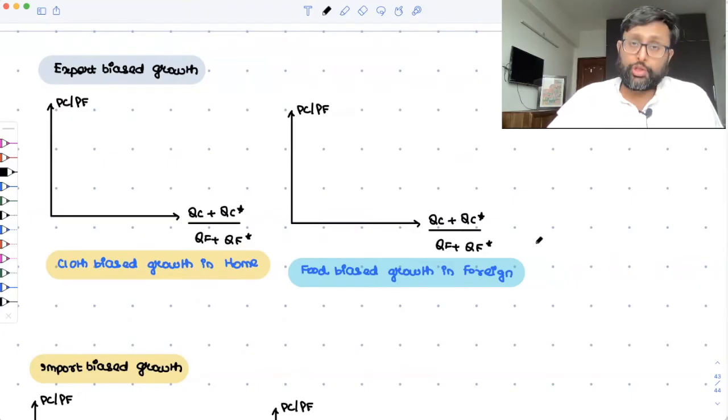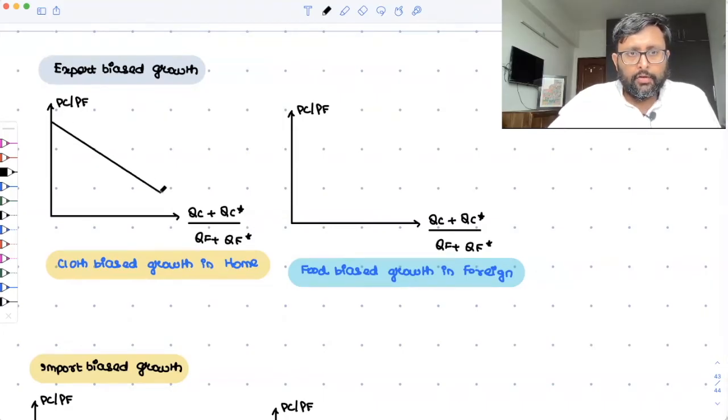So, and disproportionately biased. So bias would mean disproportion. That is, in home country, export bias growth would mean disproportionately increasing the amount of cloth production in the home country. In foreign country, export bias growth would mean disproportionately increasing the amount of food production in the foreign country.